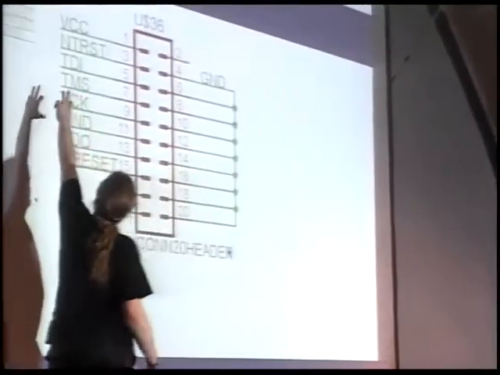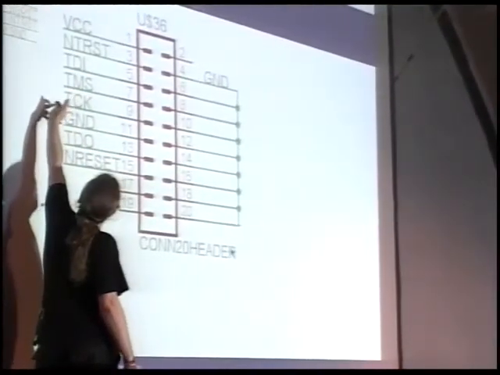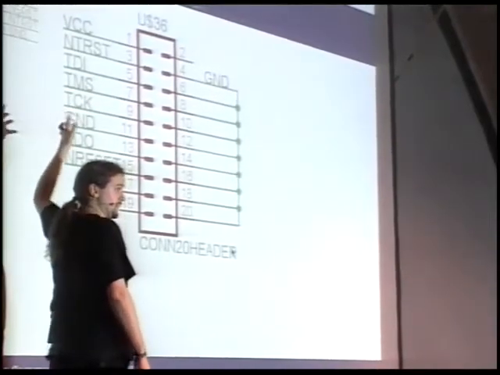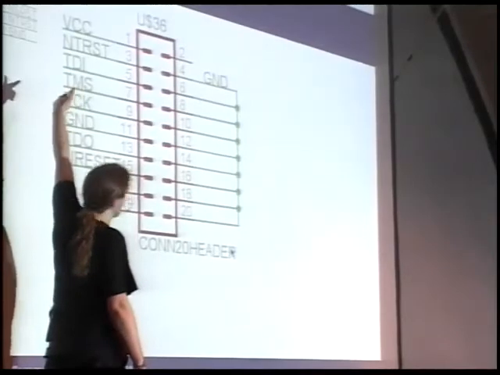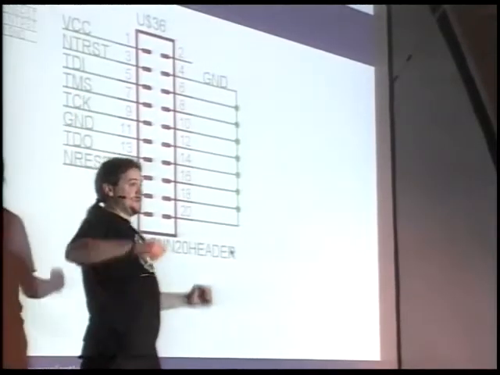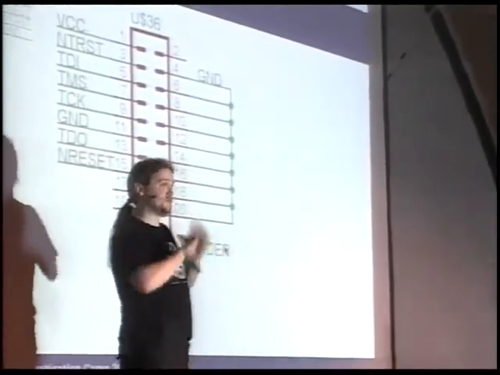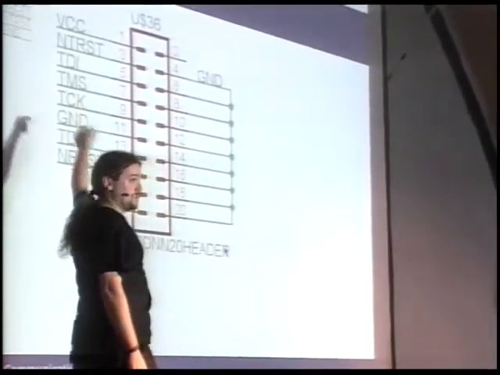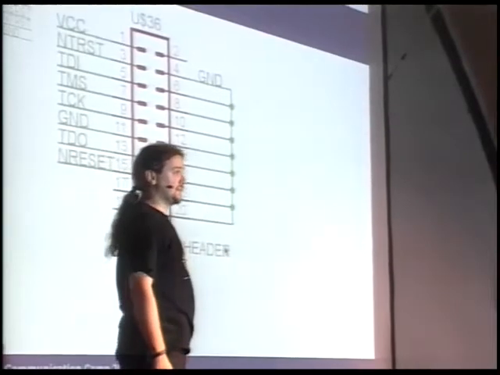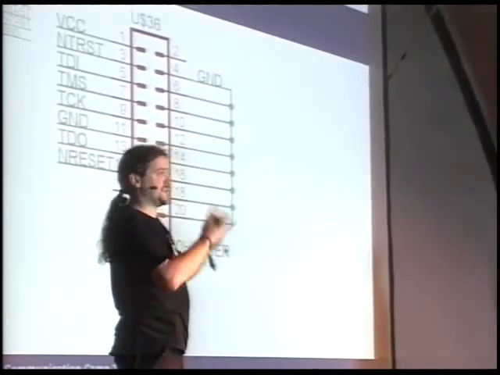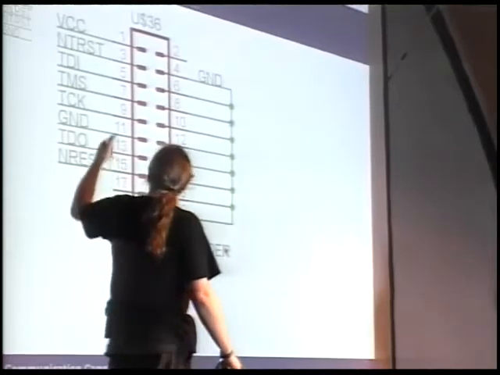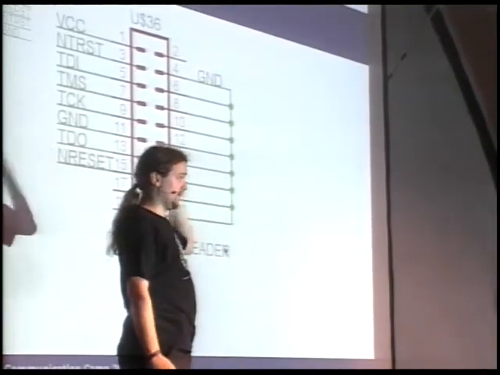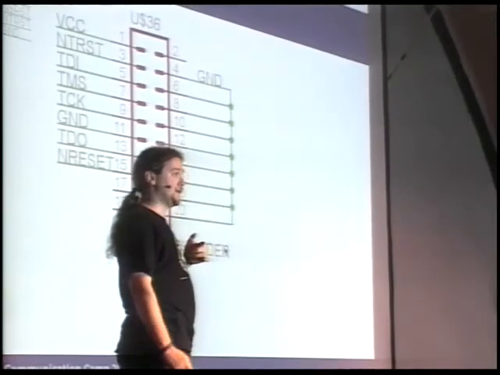The other lines here, TDI, TMS, T-Clock, and TDO, are the actual lines used for doing the JTAG communication. TDI is test data in and is a single wire serial line that's used to send data into the chip. TMS is test mode select, which is basically the enable for doing JTAG stuff and tells the test section of the chip to enable itself. T-clock is the clock signal, which is used for clocking the data in on TDI and out on TDO.